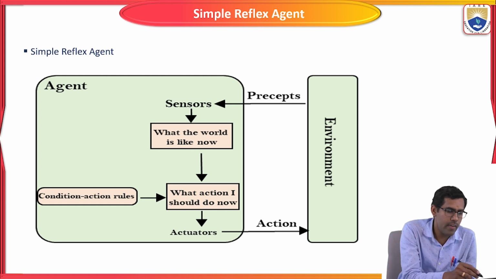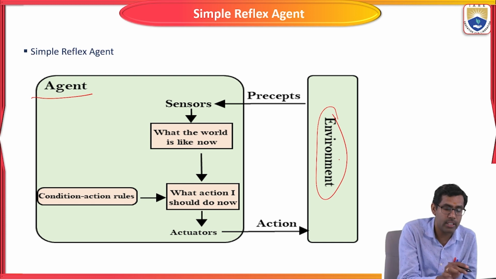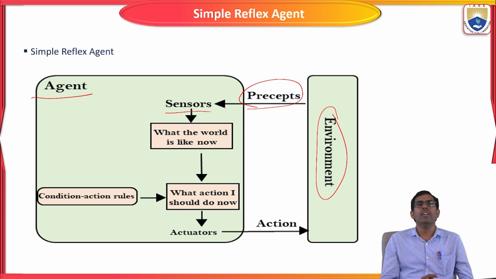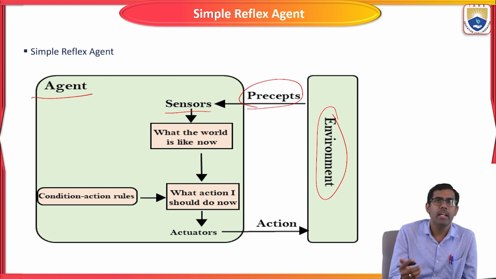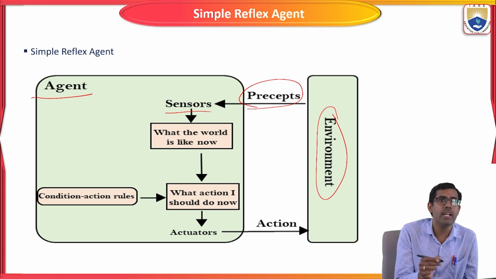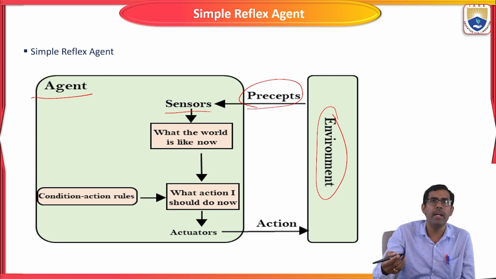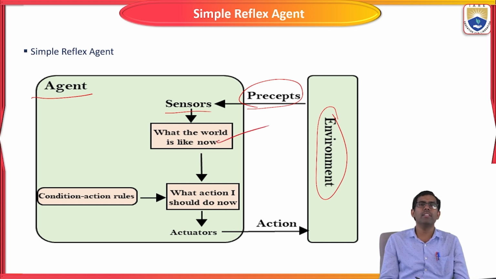So here we have one agent and one environment. Through that environment, the agent is going to perceive something through the sensor. Through the sensor, the agent is going to observe something from the environment. Based on that, what action are they going to take? What the world is like now. After observing the environment, what the world is like now. So what action are we going to take?